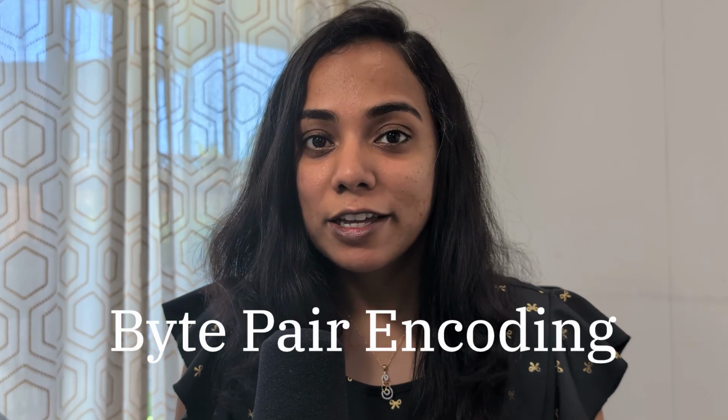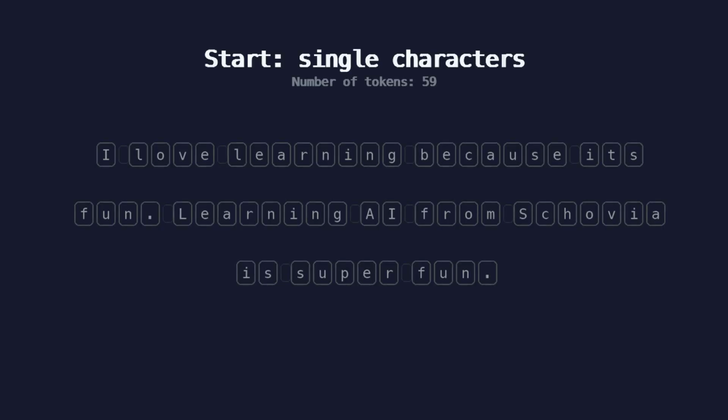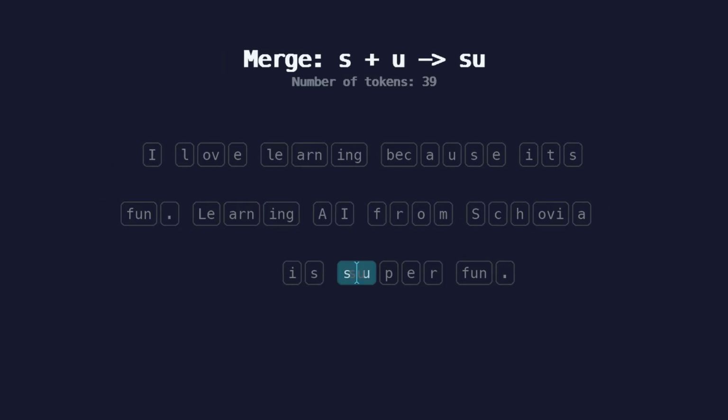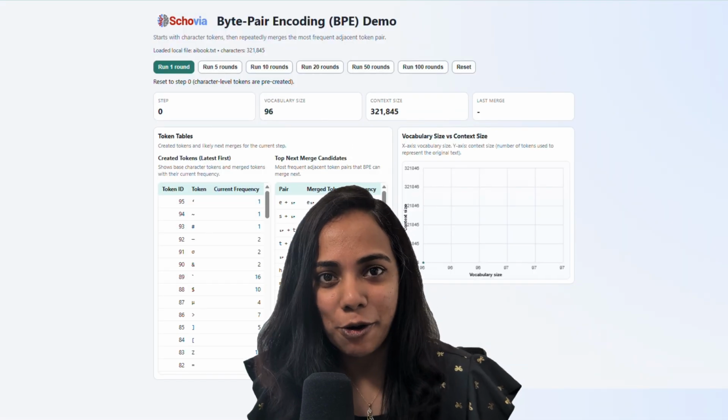Byte pair encoding is one of the simplest ideas behind modern language models. You start with tiny pieces of text and repeatedly glue together the pairs that appear most often. By the end of this video, you'll see exactly how byte pair encoding builds tokens step by step, why that helps a language model, and how vocabulary size trades off against sequence length. We are not just going to talk about it, we are going to watch it happen live using an interactive demo.